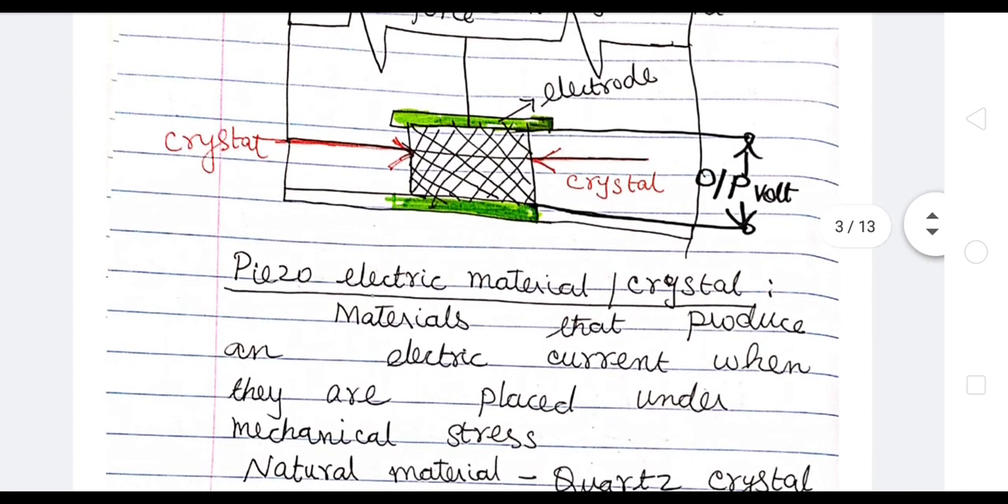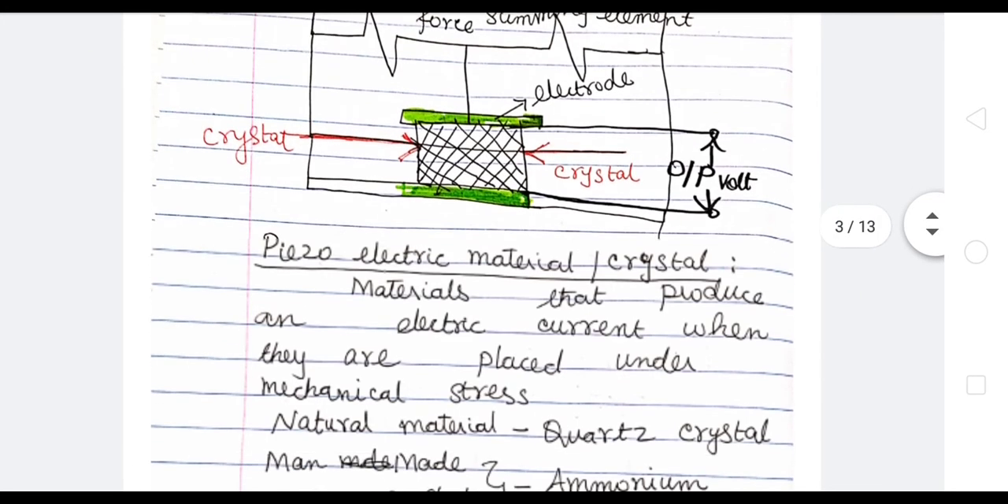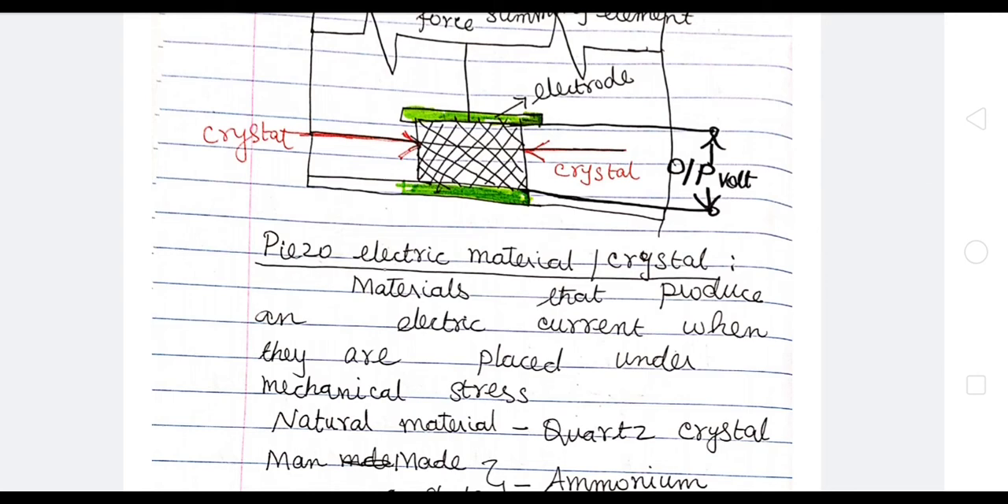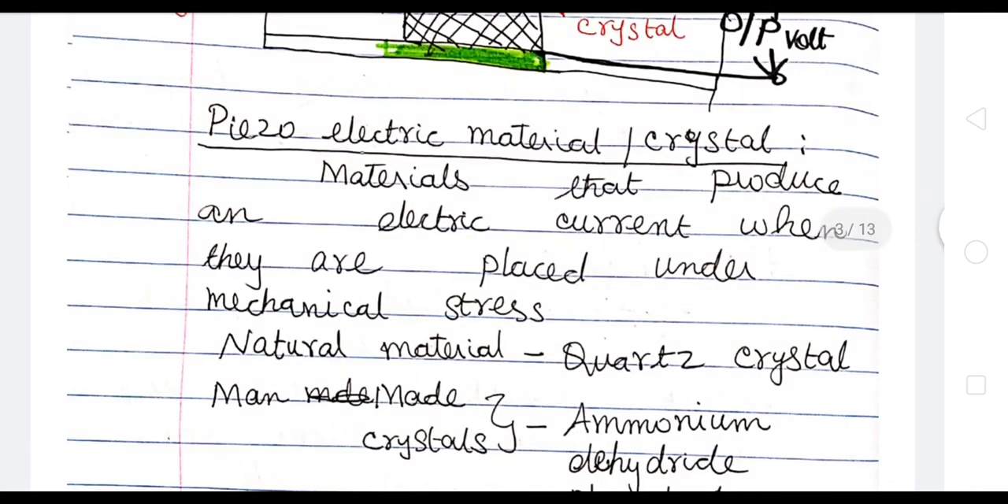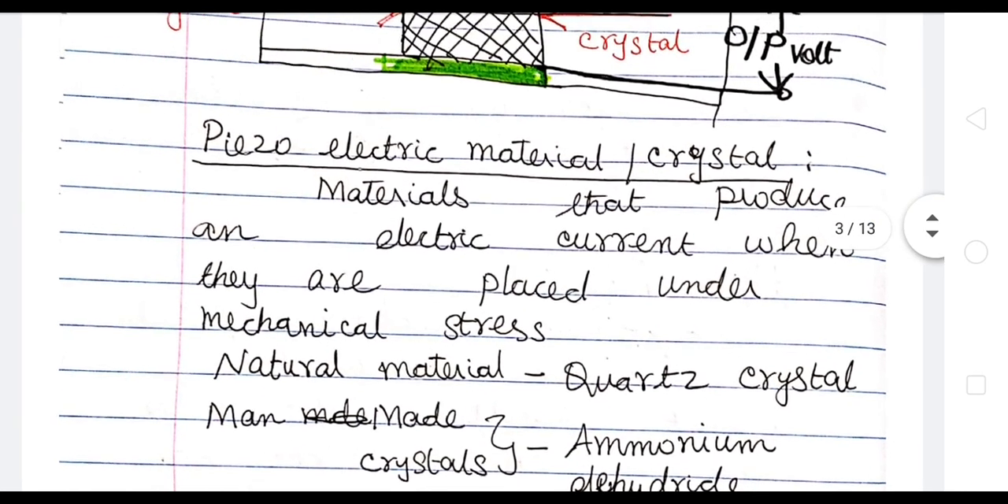The piezoelectric material or crystal is the basic element of your piezoelectric transducer. The materials that produce an electrical current when they are placed under mechanical stress are known as piezoelectric crystals. Here, when a force is applied to these crystals, then the charges will be accumulated on the surface of the material. So due to the accumulation of charges on the surface of the material, there will be a difference of potential developed. That difference of potential is measured as the output.